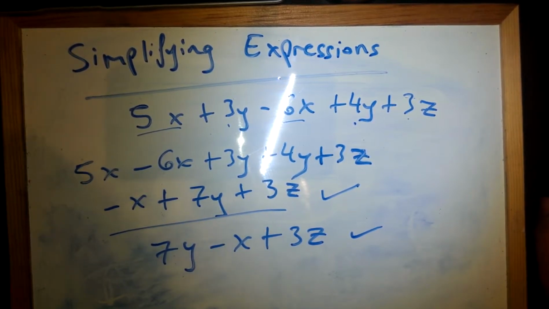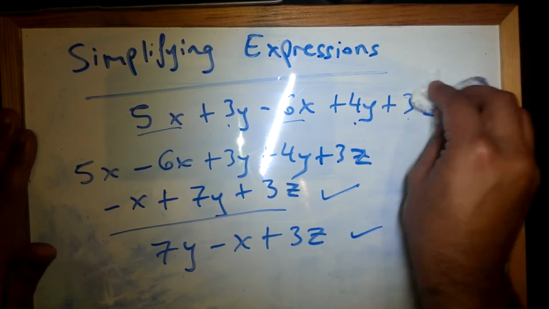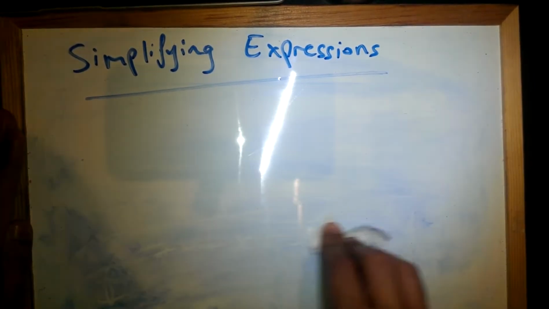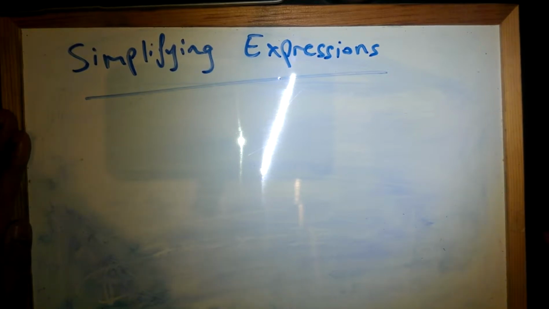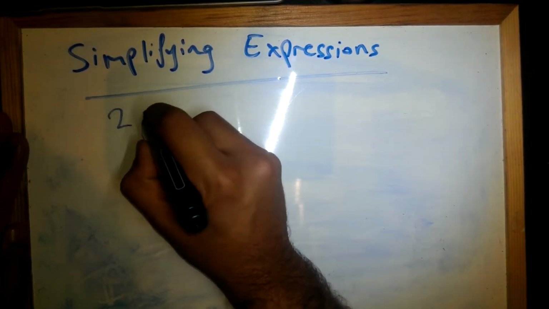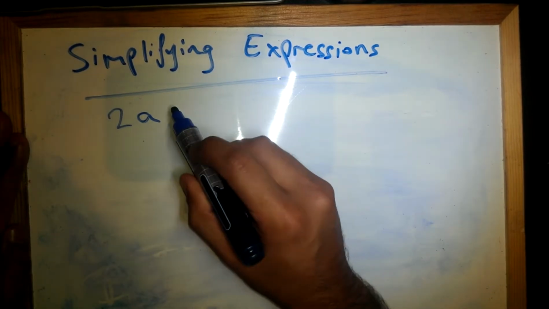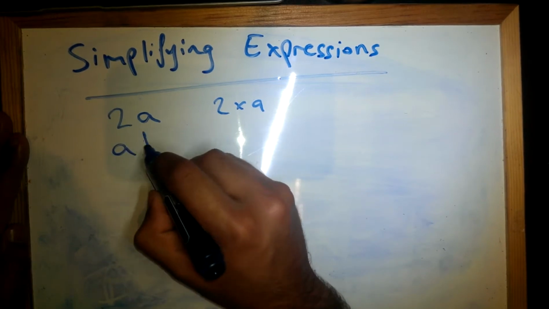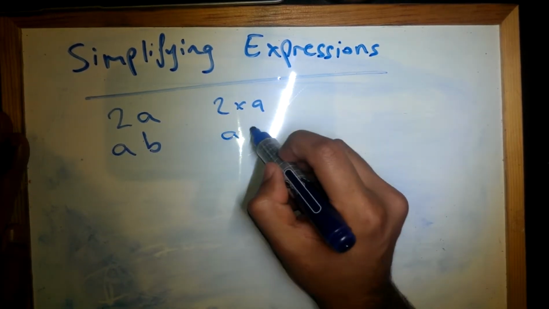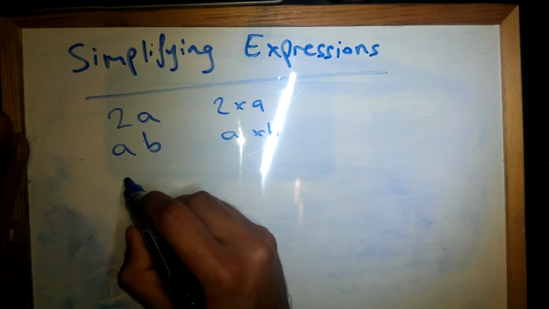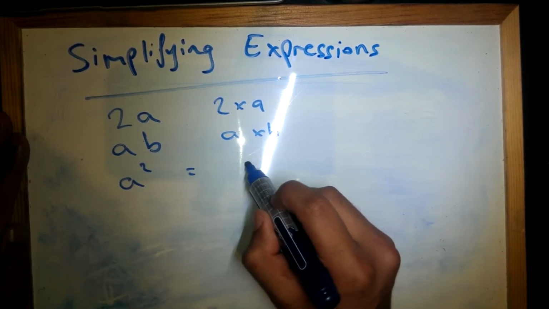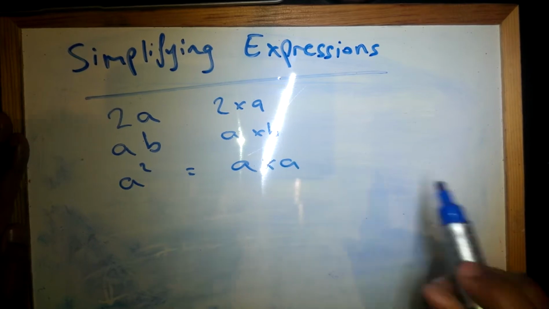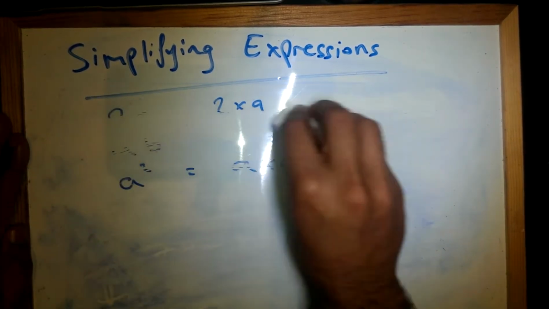Right, let's move on to multiplying outside the brackets. Now, I've had a few questions about this. I thought I would stop by and go through this one. To start, 2a means 2 times by a. In the same way, ab is the same as a times by b. And a squared equals a times by a.